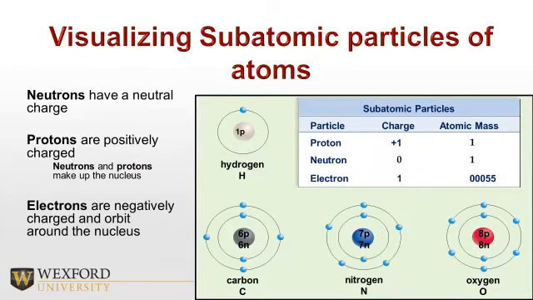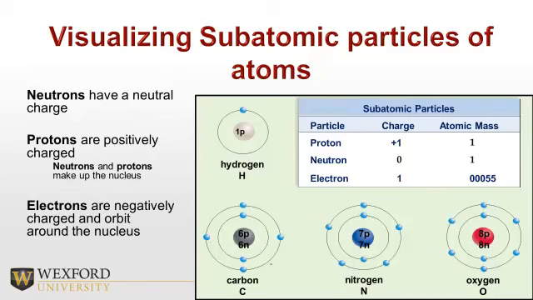Now, once again, if we're visualizing these things, a quick summary of everything we just said. Neutrons have a neutral charge. Protons have a positive charge, and they're both found in the nucleus. So I look at hydrogen. Hydrogen does not have a neutron, so it has 1 proton. So it would have 1 proton here, and an atom of hydrogen would have 1 electron. Electrons, once again, are negatively charged and orbit around the nucleus.